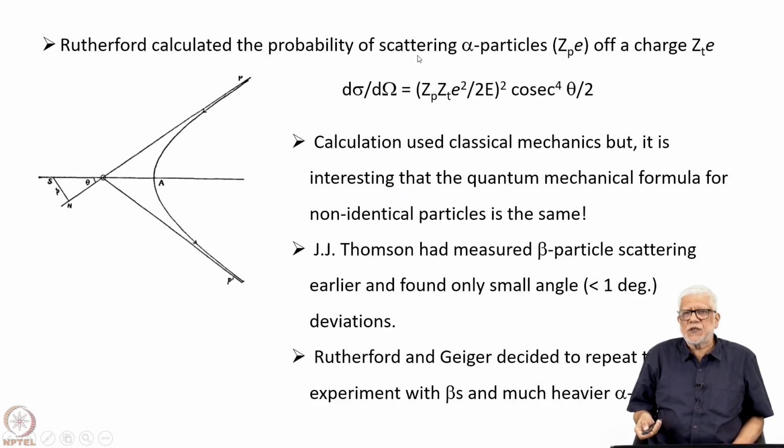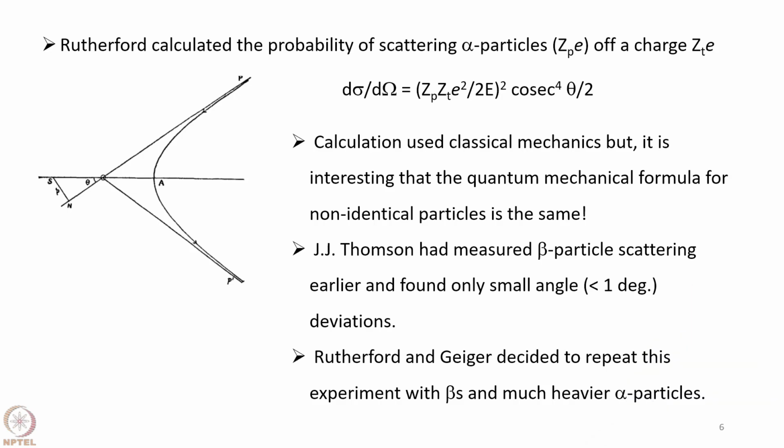J.J. Thomson measured the beta scattering earlier and found only small angle scattering. So, indeed, small angle scattering dominates, even alpha scattering, alpha on a gold target. But Thomson did not go further and measure large angle scattering. This was done at the instigation of Rutherford, and indeed they found large angle scattering, which is what led to the discovery of the nucleus.